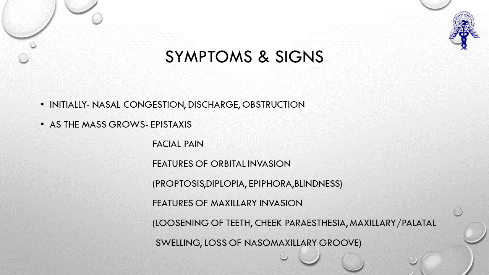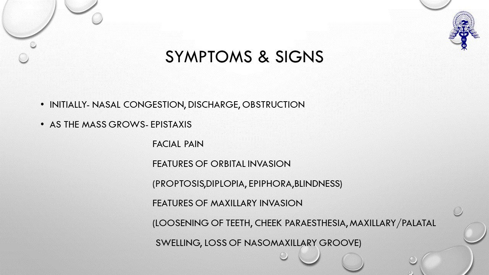As the mass grows, the patient may present with other complaints like epistaxis, which brings the patient to the doctor. There may be some facial pain when the neural structures are involved. When the orbit is breached, the medial or inferior wall of the orbit, the patient may present with proptosis, diplopia, and epiphora. And when the orbital contents and orbital apex are involved, the patient may present with blindness.